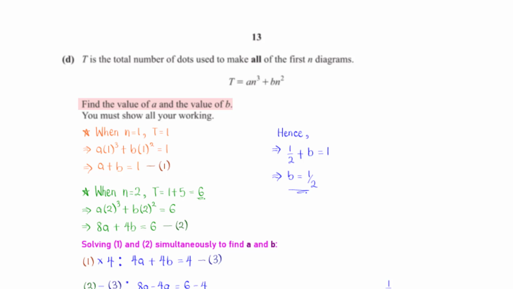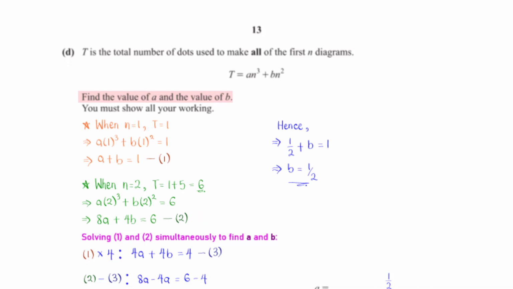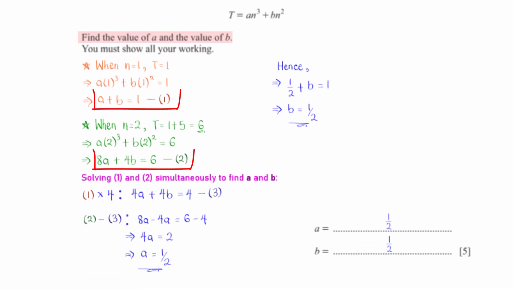When we substitute n is equal to 2, T is equal to 6 into the equation, we have a times 2 cubed plus b times 2 squared is equal to 6. When we simplify this, we get 8a plus 4b is equal to 6. We now have two equations in terms of a and b.